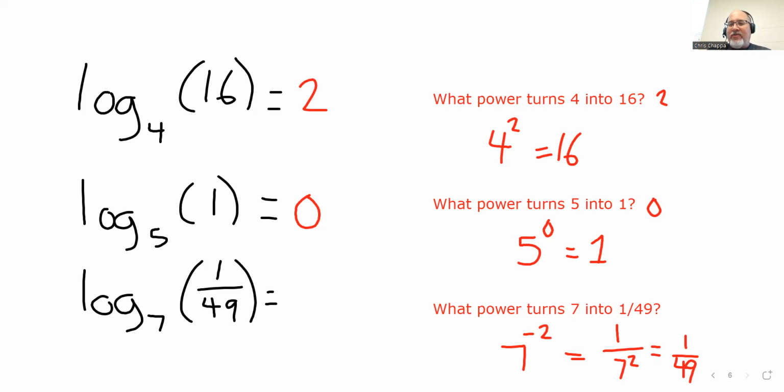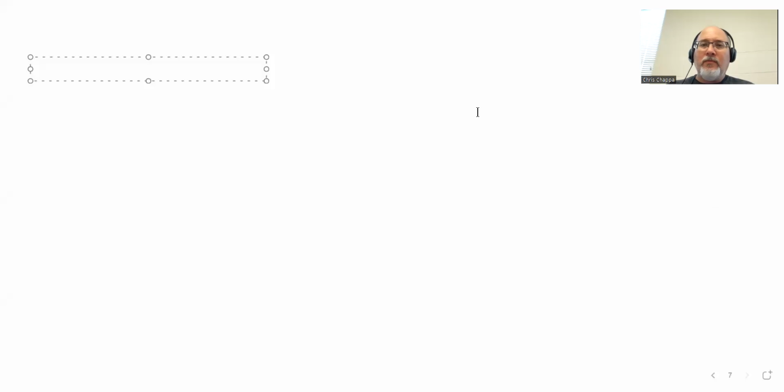So what power turns 7 into 1 over 49? Negative 2. So what is log base 7 of 1 over 49? Negative 2. That's all a logarithm is. A logarithm is a power that turns the base into the argument. That sounds good. We should write that.